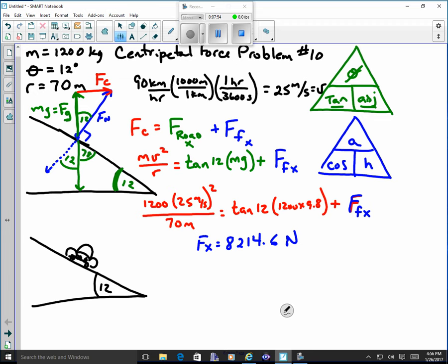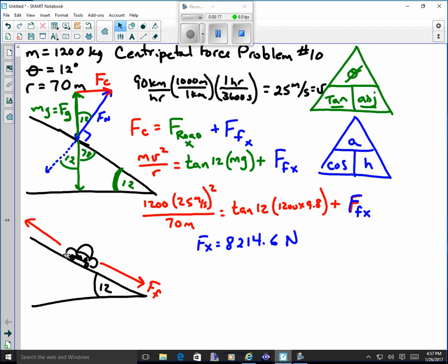Now, let me show you why. If you're coming around an off-ramp, if there was no friction, your car would just slide right up the road like that and fall off the off-ramp, okay? So that means friction must act down the ramp like so. Okay? So friction is going to push this way. That's going to be my friction force that I'm looking for.